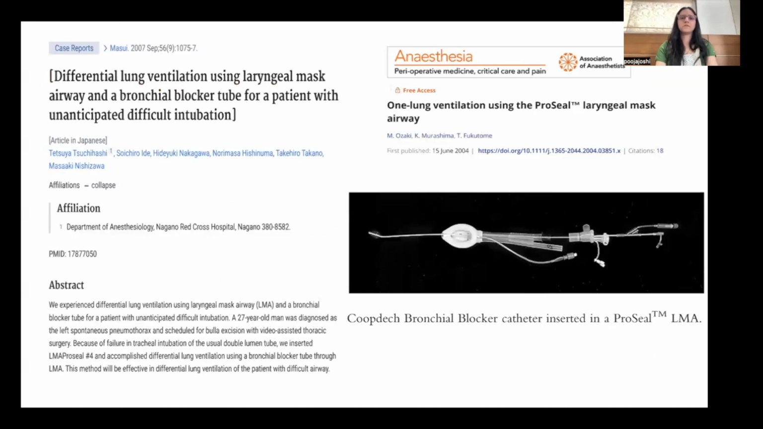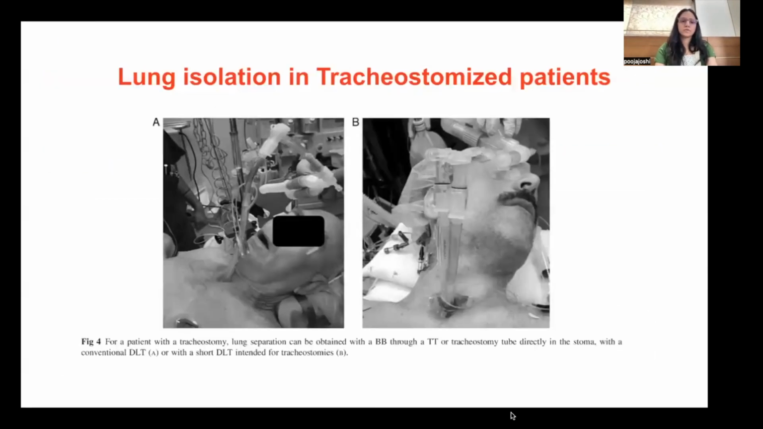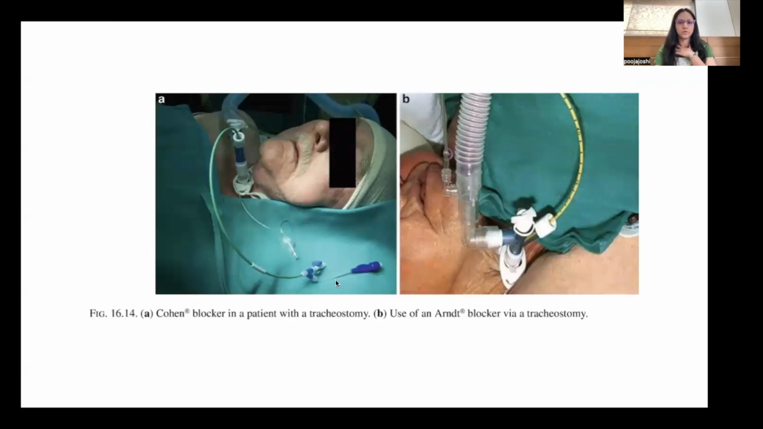ventilation in this case. In cases of tracheostomized patients, the lung separation is obtained with conventional DLT by passing the conventional DLT through the tracheostomy stoma, or the short Rusch DLT can also be used. There's a diagram showing the use of Cohen blocker and the wire-guided endobronchial blocker via tracheostomy.